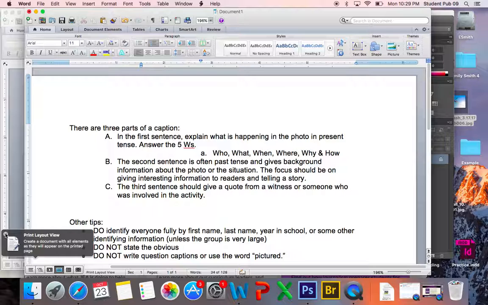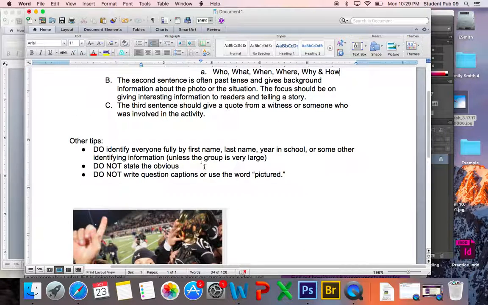A couple other tips: you do always need to identify everybody by first and last name and what grade they are. So you need to pick a style. Whether you want to call somebody senior Mila Turner, that's the way that we go, so I recommend that you do that. You should put the grade before the name. Also, freshman, sophomore, junior, senior, you do not capitalize, because it is not a proper noun.